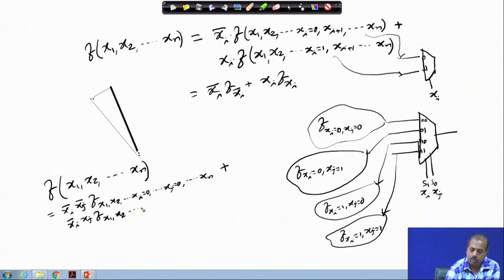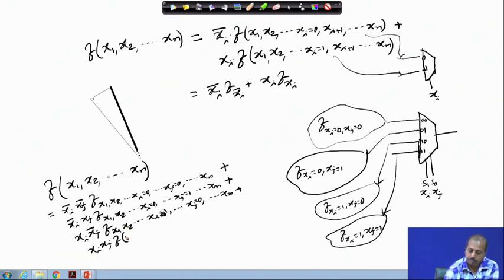plus xi bar xj f(x1, x2, ..., xi equal to 0, xj equal to 1, ..., xn), plus xi xj bar f(x1, x2, ..., xi equal to 1, xj equal to 0, ..., xn), plus xi xj f, the function obtained by putting xi equal to 1, xj equal to 1.